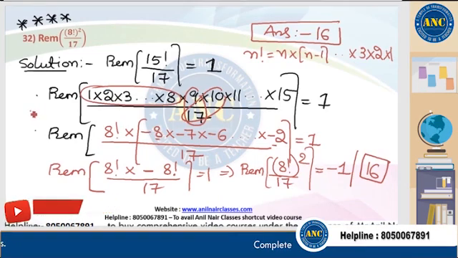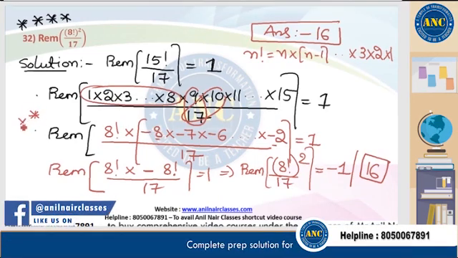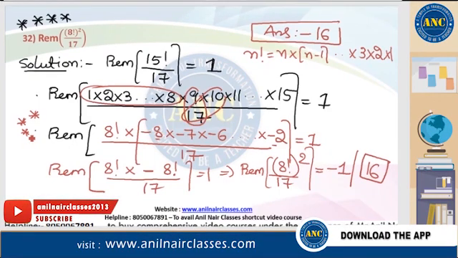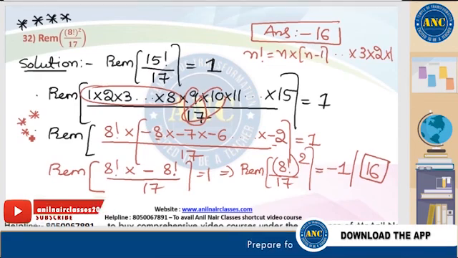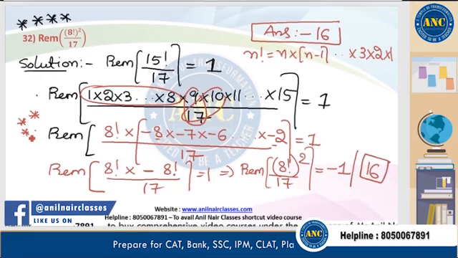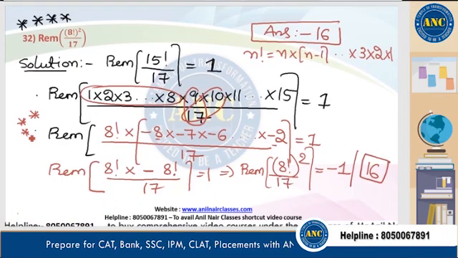Just observe this step, sir. This step is very, very important. If you understand this step, then you will know how to solve this question. 9 divided by 17. 17 ones are 17, minus 8, minus 7, minus 6. 15 divided by 17 is minus 2.